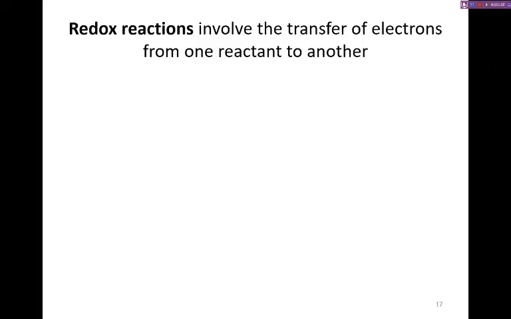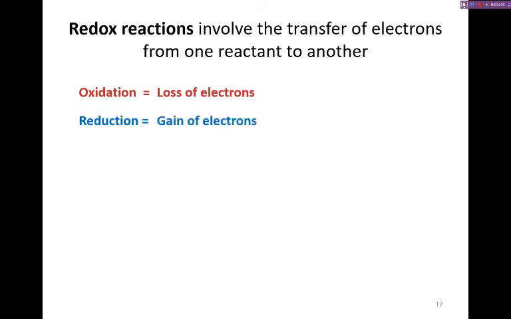Redox reactions we've already briefly mentioned as one of the subcategories of reaction types. And redox reactions involve transferring electrons from one reactant to another reactant. There's two terms that you need to be familiar with. One is oxidation, and oxidation is defined as the loss of electrons. In contrast to oxidation, we have reduction, where reduction is the gain of electrons.